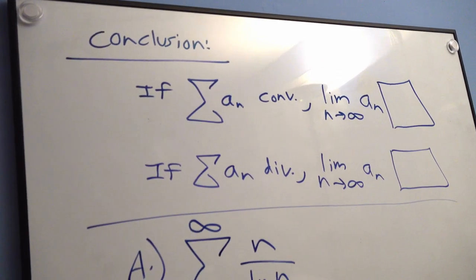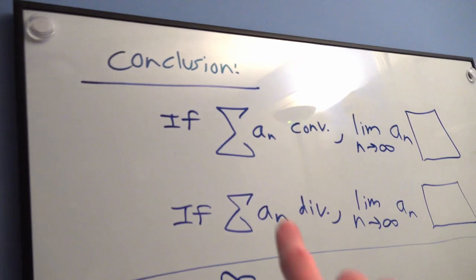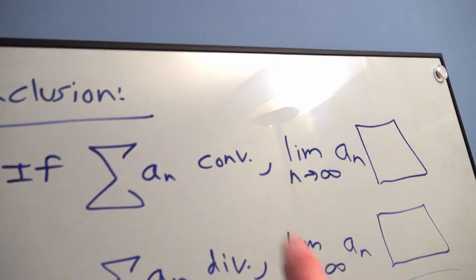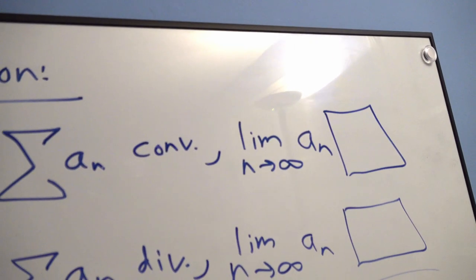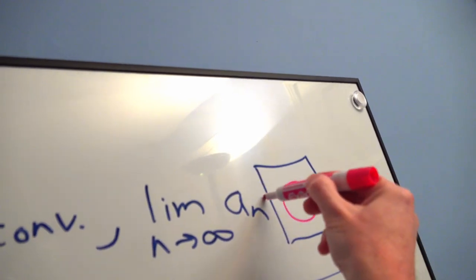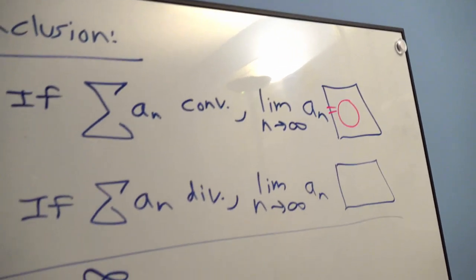Well, the conclusion is going to be: if you have a series and it's convergent, then what did we just get with the Archimedes triangle case? When we took the limit as n approaches infinity, didn't we get a 0 in that blank up there? So this is going to be equal to 0.